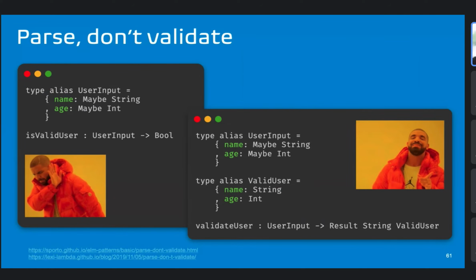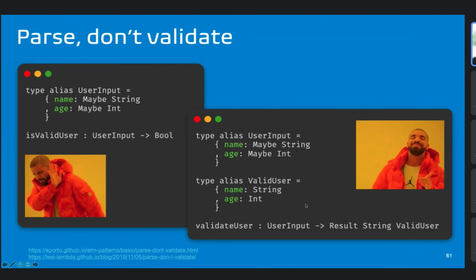This is the idea of parse, don't validate. Let's suppose we have an input made by a user. So maybe the user typed the name, but maybe didn't type the name. So we will have a maybe string here, because maybe it doesn't contain anything. Or the same for the age. Maybe the user didn't type the age. So we may have a function that takes this data and returns a Boolean that says, yes, this is valid or it is not valid. But after that, we still have this data that is encapsulated in this optional value.